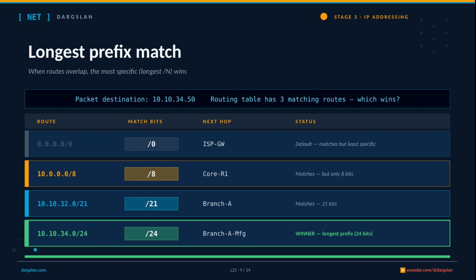Say a packet is heading to 10.10.34.50. Four routes in the table technically match. The default, a /8, a /21, and a /24. The router doesn't weigh them or average them. It simply picks the most specific one, the longest prefix. So the /24 to branch AMFG wins, because 24 matching bits beats 21, beats 8, beats 0.